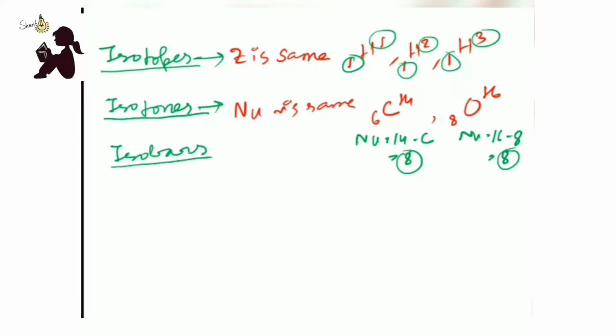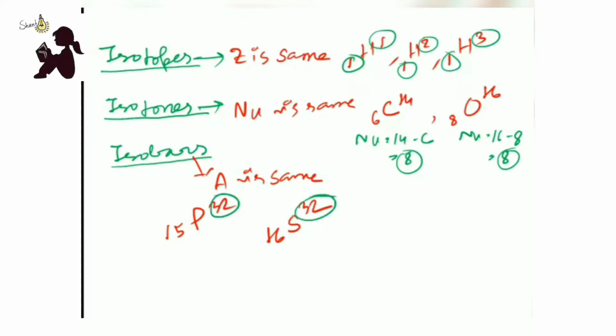Now isobars. In isobar, we see the A is same or mass number is same. So let us see an example. 15P32, 16S32. So here you can see their mass number or A is same, but Z is different. So these are called isobars.